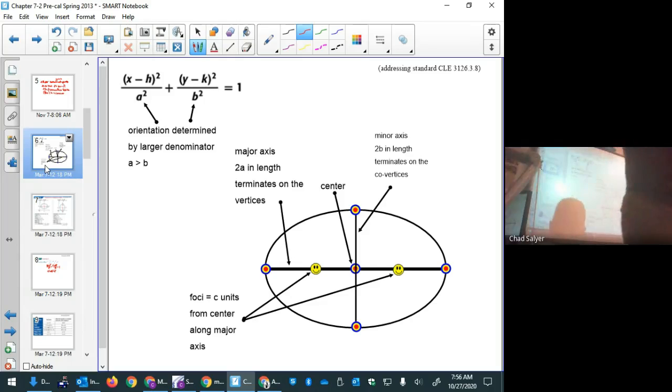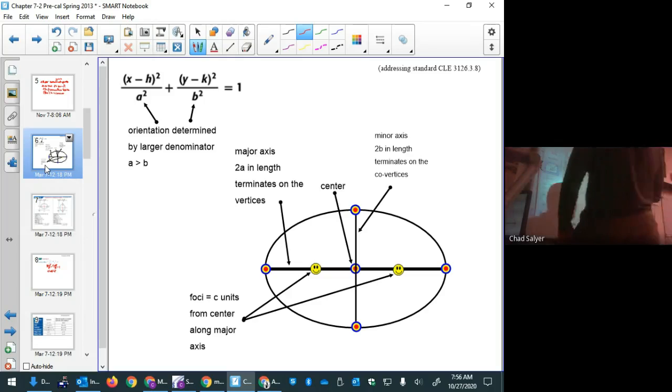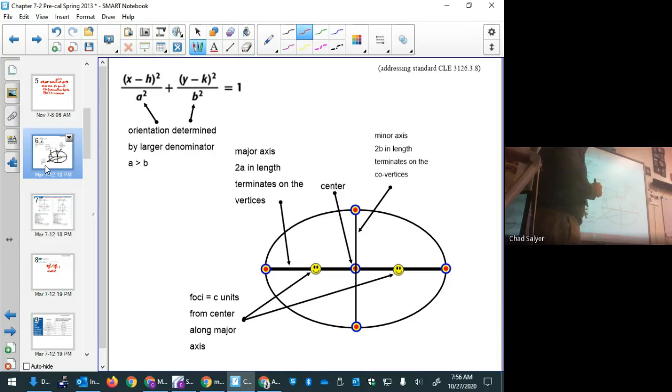Now, when I give you a test question on this, I'm going to task you with finding the center, the foci, vertices, and the co-vertices. So that's going to be your task, to find all these things associated with a certain ellipse. So the foci are C units from the center along the major axis. The vertices are A units from the center, in whatever the direction of the major axis is. In this case, it's along the X. And the co-vertices are B units along the minor axis, depending on which axis is the minor. In this case, it's the Y. Does that make sense to you guys?